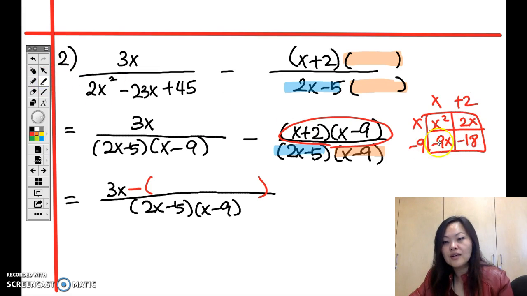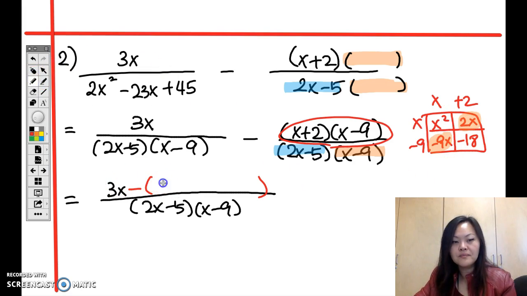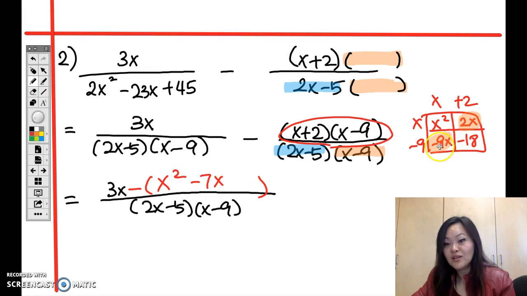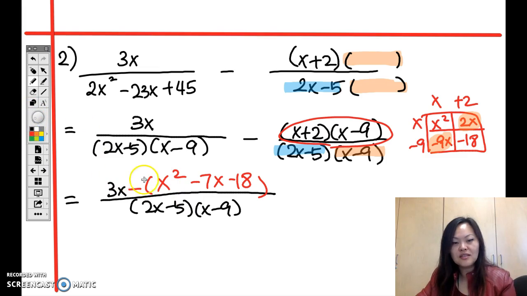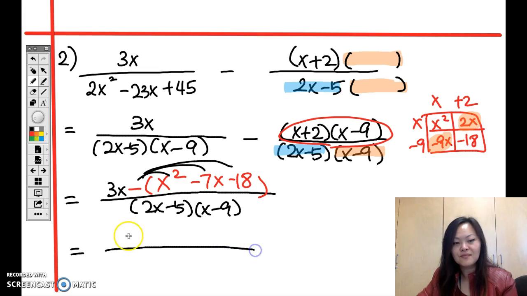And then don't forget, you got to combine these two because they are both x's, right? So I have x squared. And then when I add these two together, it's negative 7x. Because when you have opposite symbols, you subtract 9 minus 2, and then you keep the symbol for the bigger number. You know that, right? And then negative 18. Okay. So the next thing you gotta do is distribute the negative. All right? So it's 3x minus x squared plus 7x plus 18, right? And our denominator is still the same.